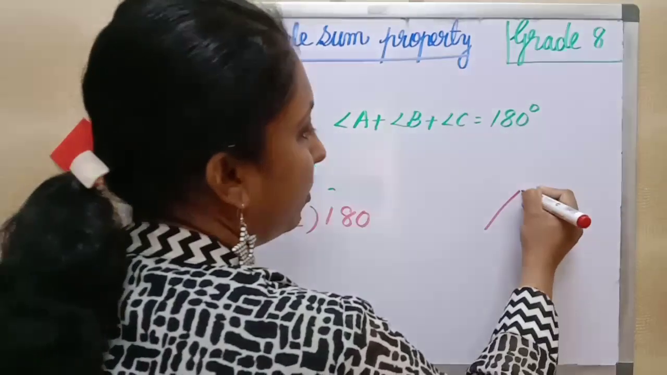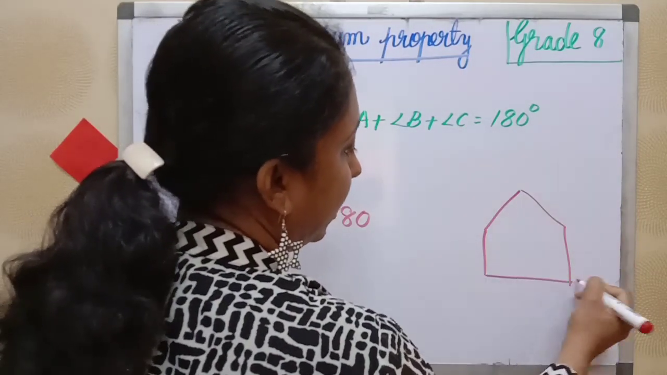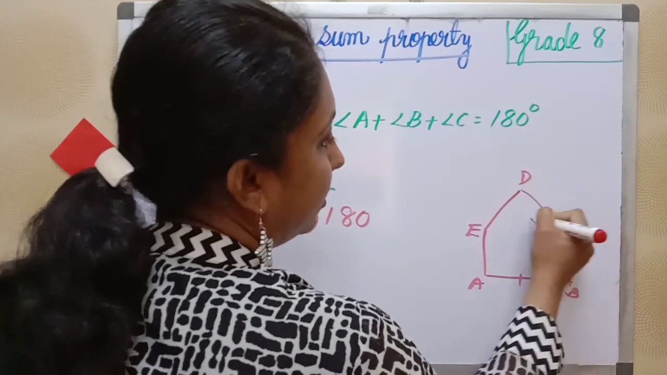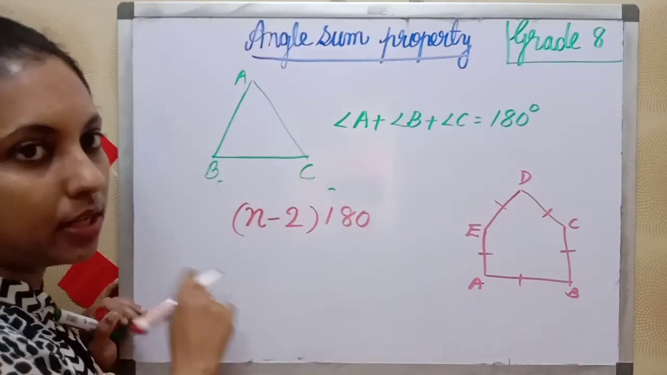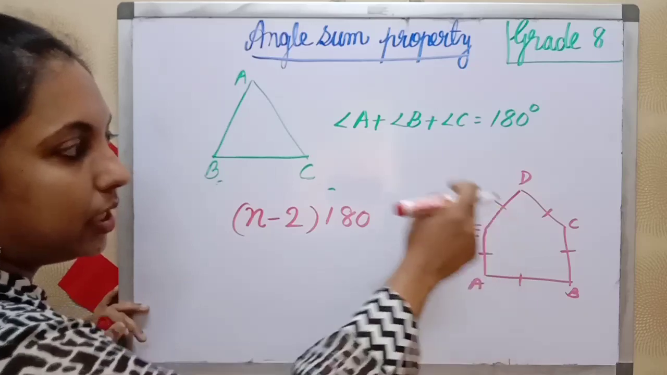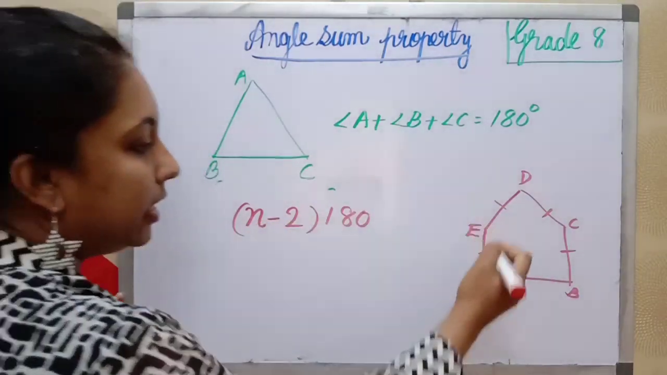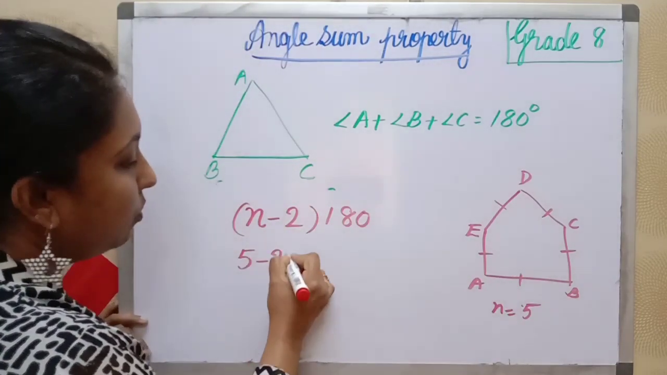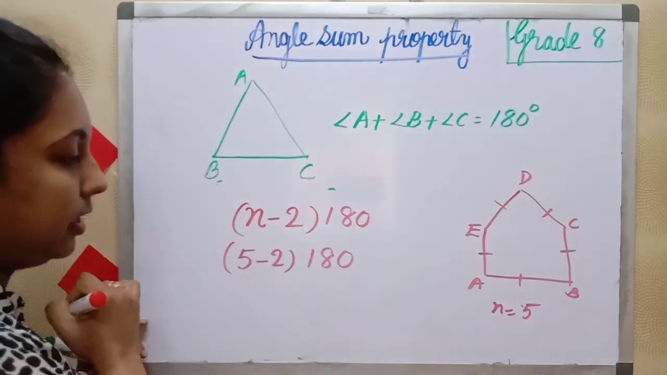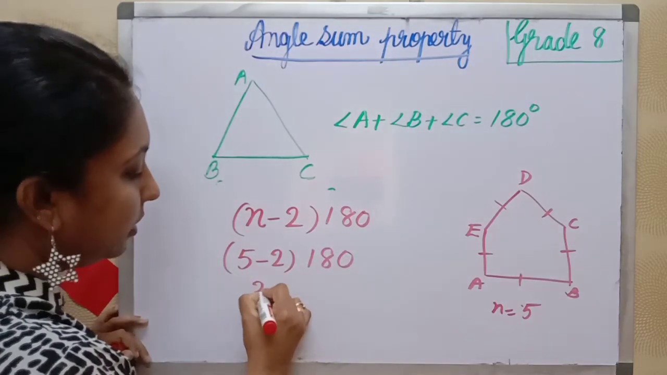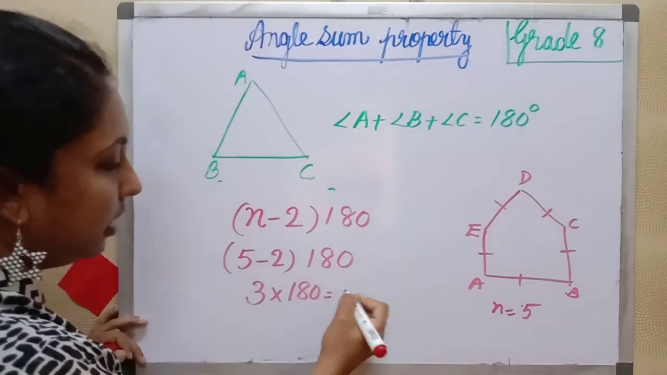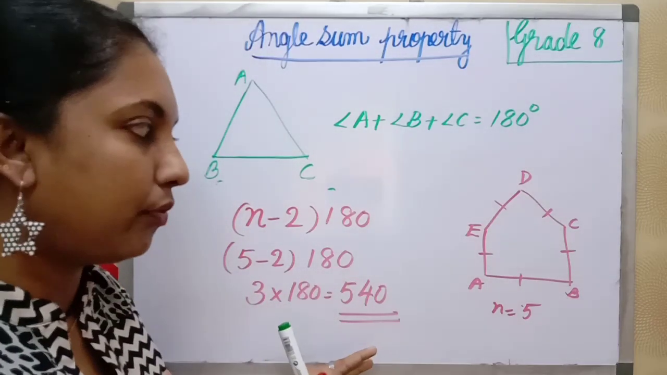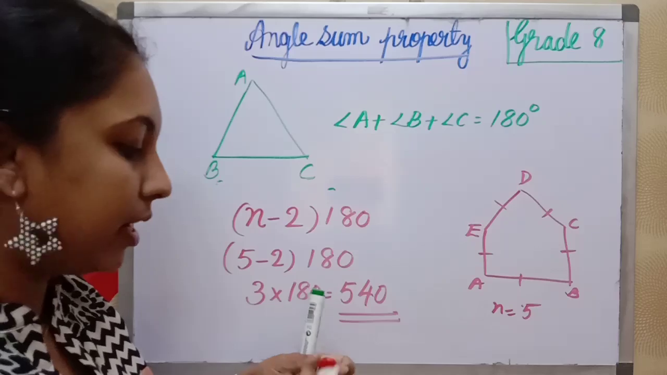Pentagon: how many sides are there? 5 sides, A, B, C, D, E. This is a regular pentagon. So what is the sum of the interior angles of a regular pentagon? n is 5. So (5 minus 2) into 180. 5 minus 2 is 3, and 3 into 180 is 540. So the sum of the interior angles of a regular pentagon is 540.